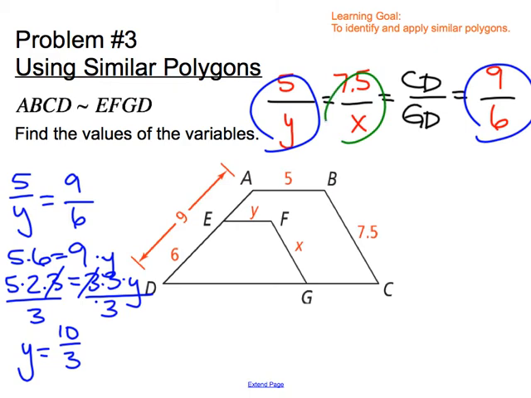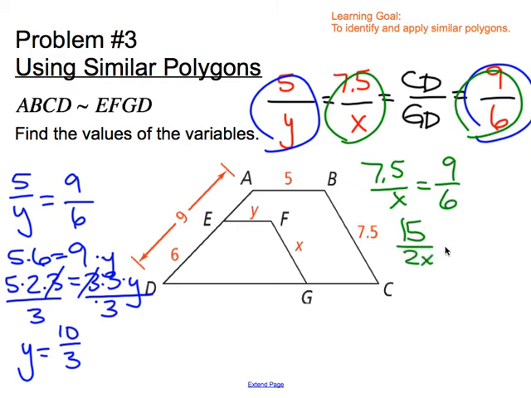So let's set up a proportion with these 2 now. We have 7.5 over x equals 9 over 6. Since I'm not a huge fan of dealing with decimals, I'll multiply both the top and bottom of this left-hand portion of the proportion by 2. So 7.5 times 2 is 15. And in the bottom we get 2 times x. And this will still equal 9 over 6.